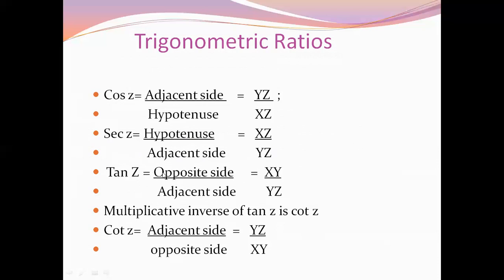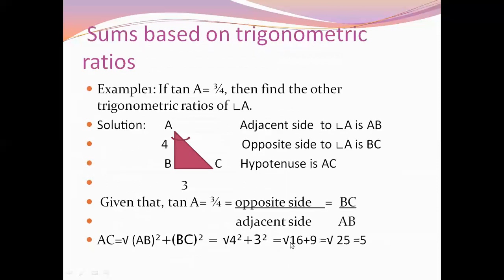Now the tan formula is opposite side by adjacent side. Opposite is XY, adjacent is YZ. So the reciprocal of this is adjacent side by opposite side. That means the cot Z formula is adjacent side by opposite side, the reciprocal of tangent, that is YZ by XY. So children, once again I am saying the sine reciprocal is cosecant, the cos reciprocal is secant, and the tan reciprocal is cot. So let us see some example sums based on all the six trigonometric ratios.